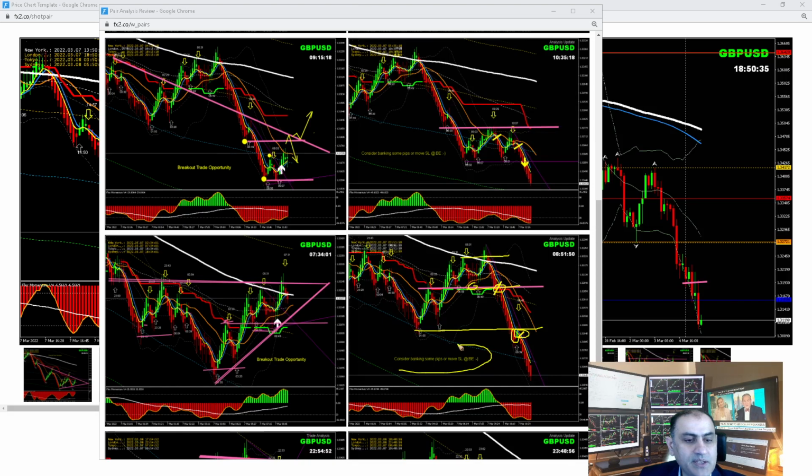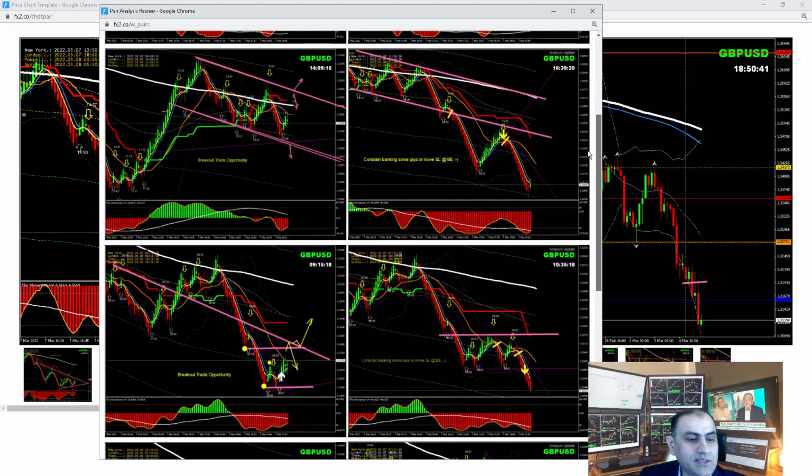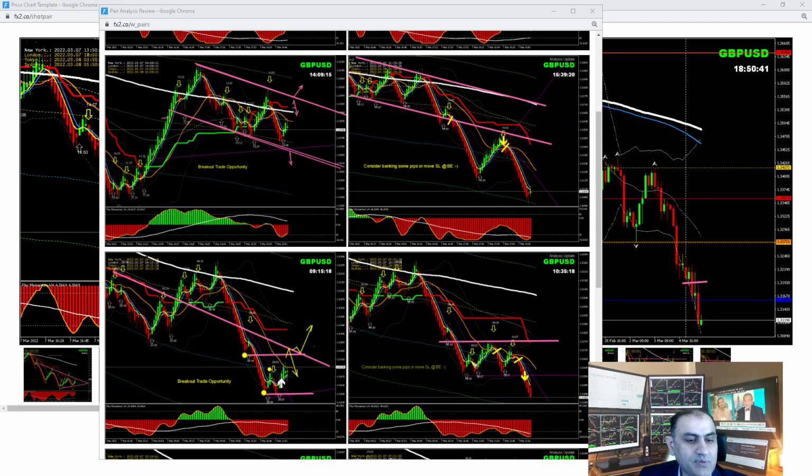So we have an amazing short trade on pound dollar, bank amazing profit. And as you can see here, after banking some profit, price developed a sort of sideways market.